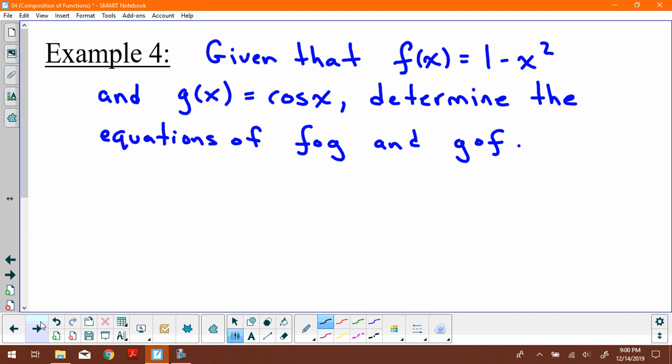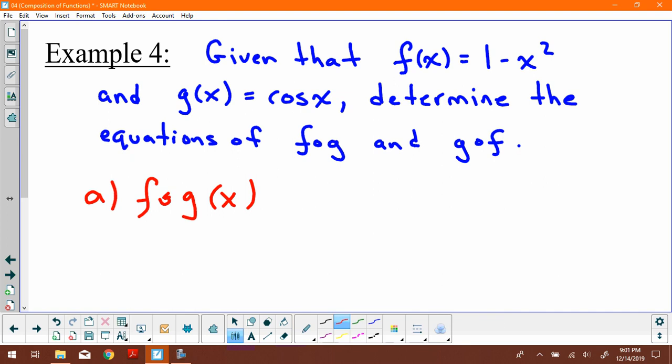For our last example, we're going to do this process one more time. Given that f of x is 1 minus x squared, and g of x is equal to cosine of x, we're going to determine equations for f of g and g of f. So let's start with f of g of x.